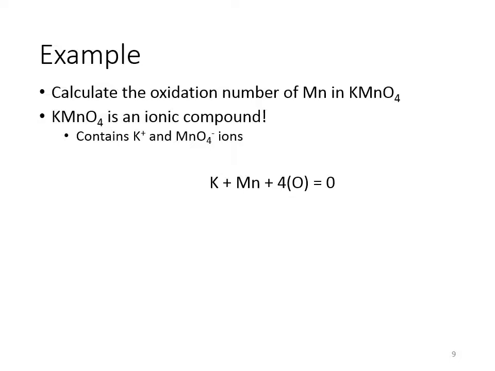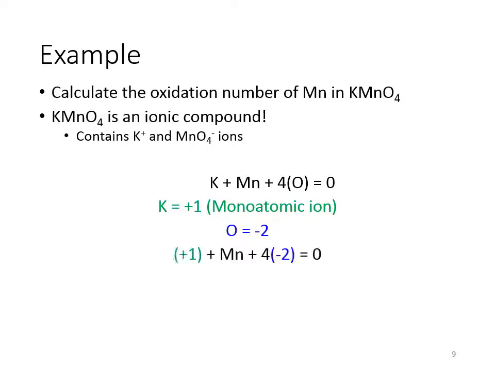Recognizing that this is potassium ion as part of this compound, remember monoatomic ions, their charge is their oxidation number. So we're going to substitute in a +1 as the value for the potassium. Once again, oxygen is going to be a -2. If I substitute those both in, I get the +1 from the potassium plus whatever manganese is, plus 4 times -2 for oxygen, has to add up to 0. Solving this for manganese gives us a final value of +7.